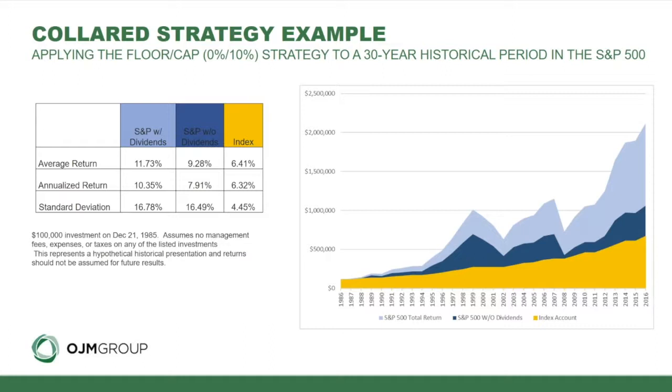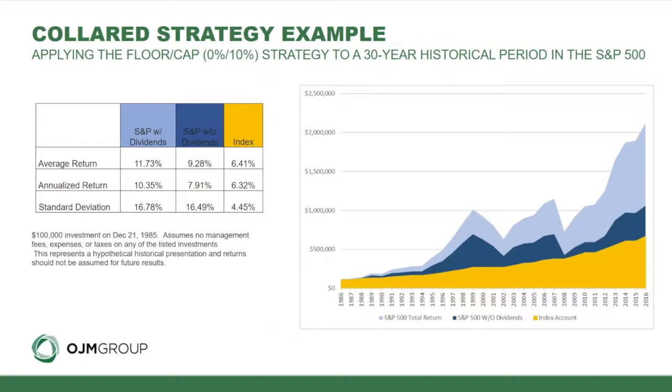I think the other important thing on this slide too, Michael, is that standard deviation box on the left-hand side. Standard deviation is a measure of volatility, or another way to say it is how much risk does one need to take in order to achieve a specific return. So the higher the standard deviation, the greater the amount of risk one is taking to get an underlying return. And what you'll notice is that the S&P 500 with dividends has a 16.78% standard deviation. That standard deviation then, as you can see, is an average return of 11.73%. In the indexing strategy, you've got a standard deviation of 4.45% with an average return of 6.41%.